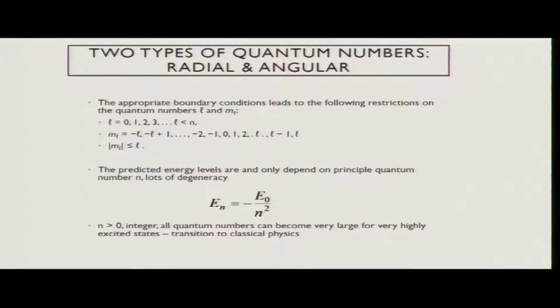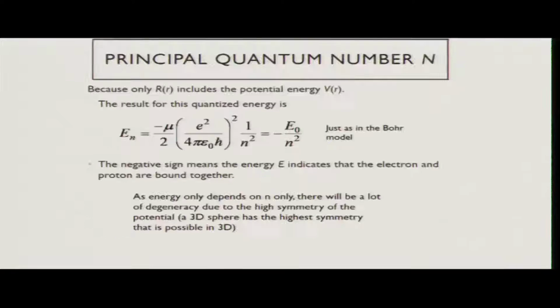All quantum numbers can become very large for very highly excited states, which can transition to the classical physical conditions. N can take any values from 1 to any integer, all large values are possible. The principal quantum number n is critical in terms of defining the energy, because only the radial part includes the potential energy V of r. The result of this quantized energy is E of n equal to minus mu e to the fourth over 2 and so on, which is equivalent to minus E naught over n squared, just like what was predicted in Bohr's model.